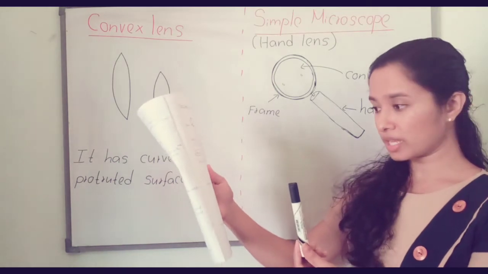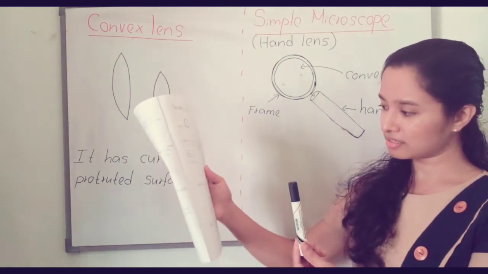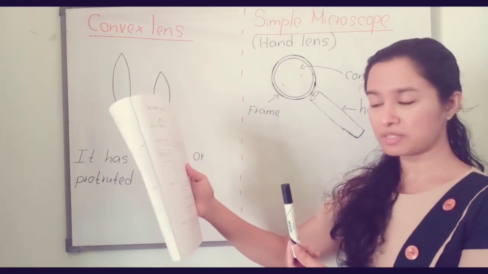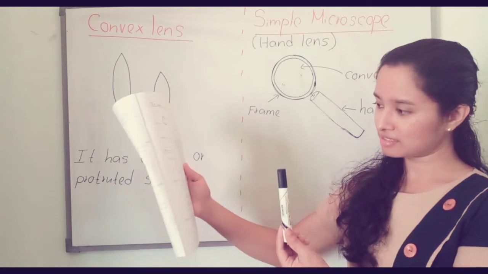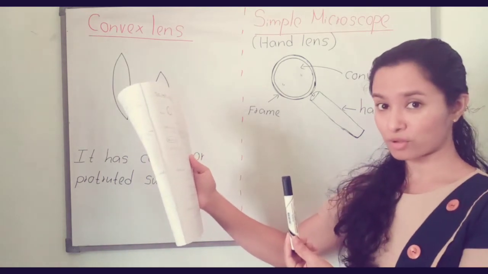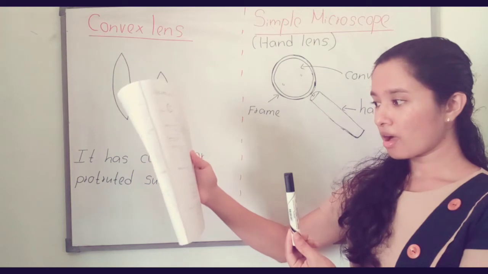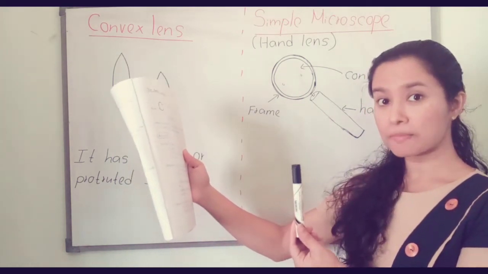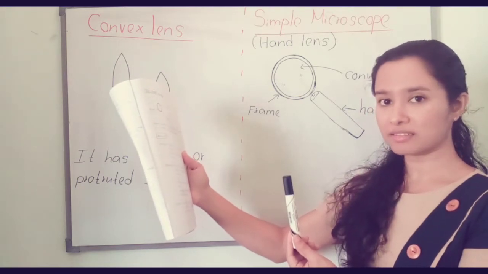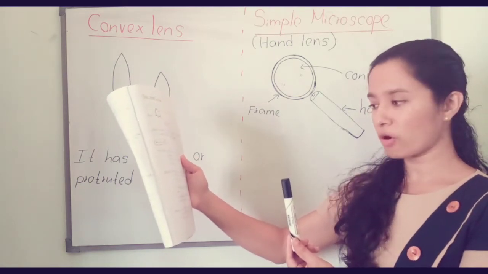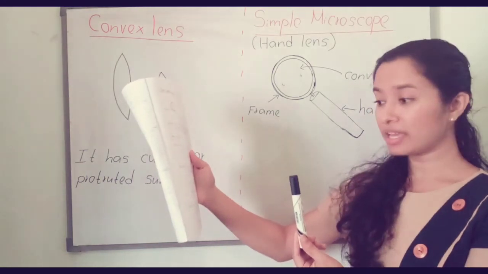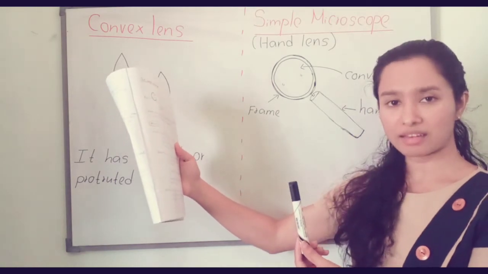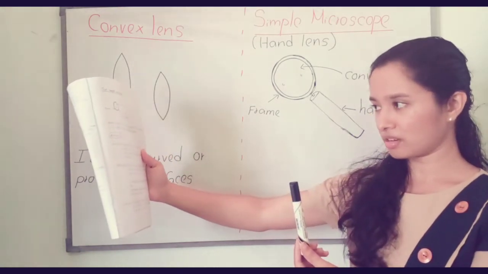Now you can observe that when we increase the distance, the size of the letters gradually increases. And at a particular distance, we can observe the maximum size of the letters. When we increase the distance further, the letters become unclear.